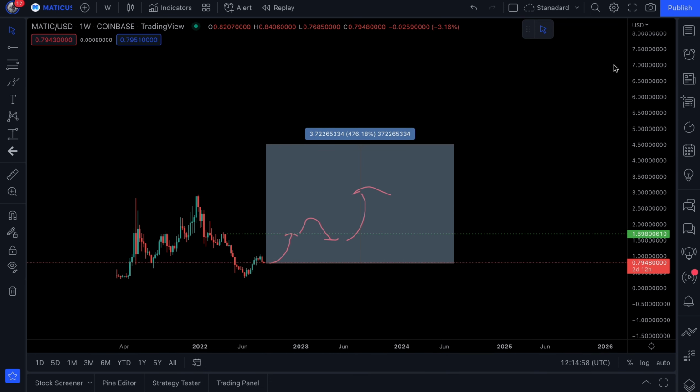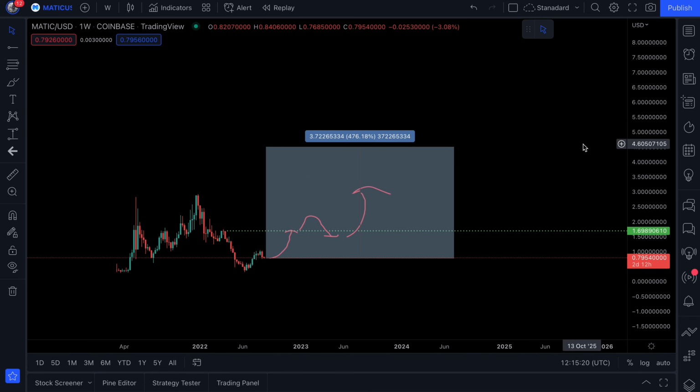Now, as I said, this prediction is based on the market moving. If the market doesn't move, none of this will happen. I want to make that clear. If Bitcoin doesn't move, the market is still lagging, then none of this will happen. Best case scenario, we hit $1.50 before the end of the year, right? So do keep that in mind.